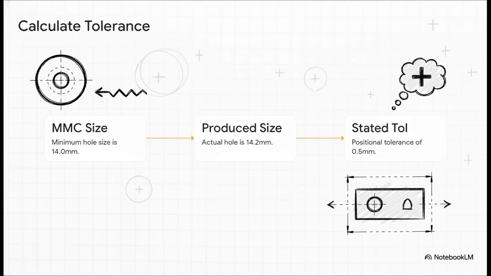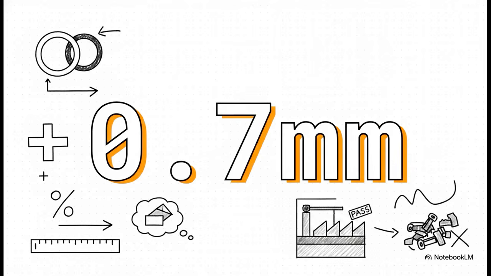Step 3, you look back at the feature control frame and the stated positional tolerance is 0.5 millimeters with an MMC modifier. Take just a second to think about it. What is your total true positional tolerance for this specific hole? Got it in your head? The answer is 0.7 millimeters.